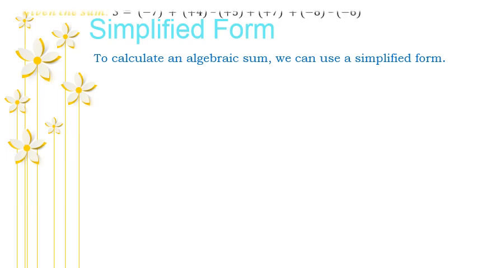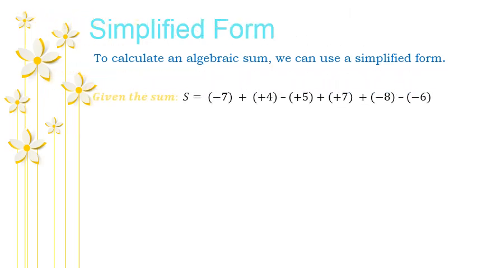To calculate an algebraic sum, I can write it in a simplified form. What do I mean? Here, for example, given the sum S equals minus 7 plus 4 minus, etc. Keep in mind that if I have plus signs next to each other or negative signs, if they are the same signs, I can replace them by a plus. Or if I have a plus and a minus, I can replace them by a minus. Okay? So how to solve? I have to remove the brackets.